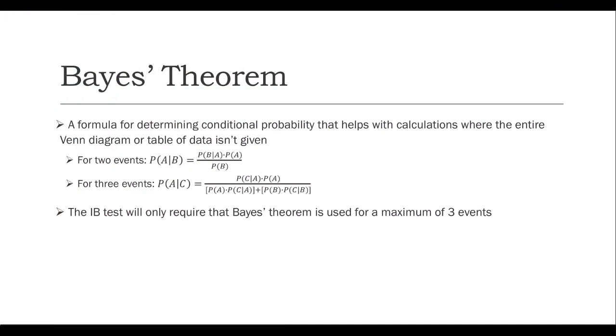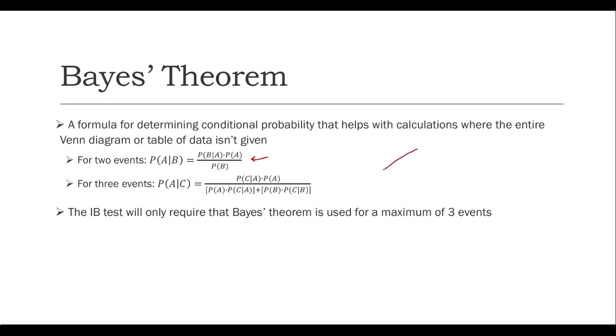So Bayes' theorem ultimately comes to a formula for determining conditional probability that helps with calculations where the entire Venn diagram or table of data isn't given. So for two events, your probability of A given B is equal to your probability of B given A times the probability of A divided by the probability of B.